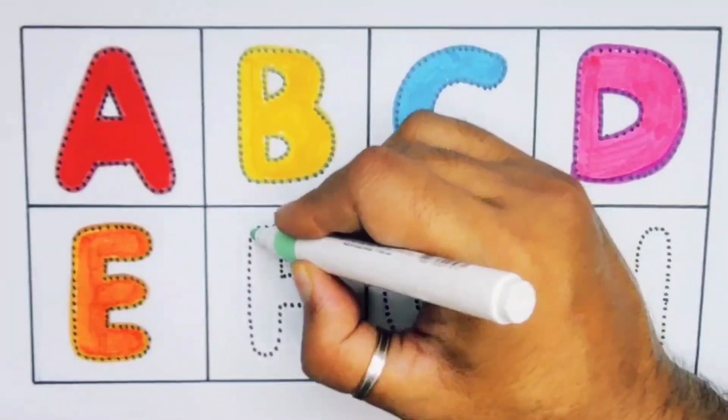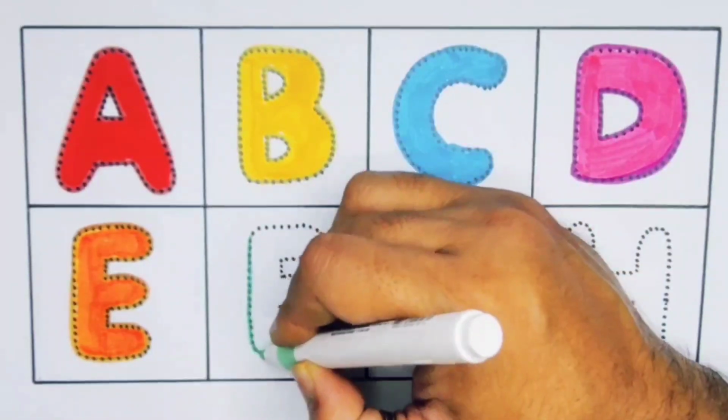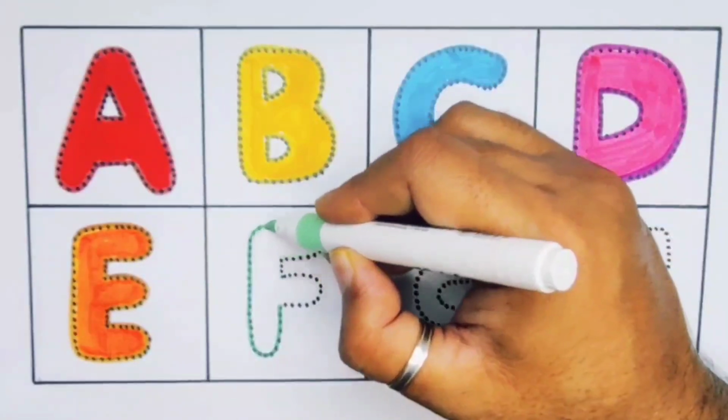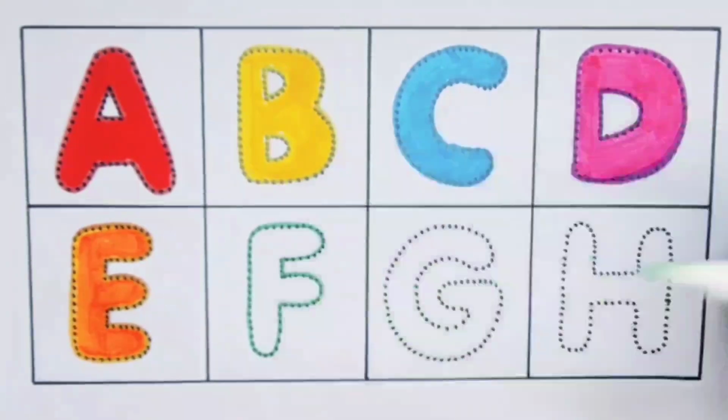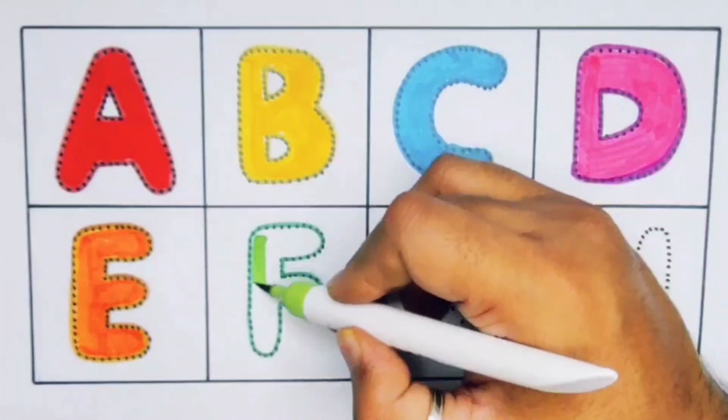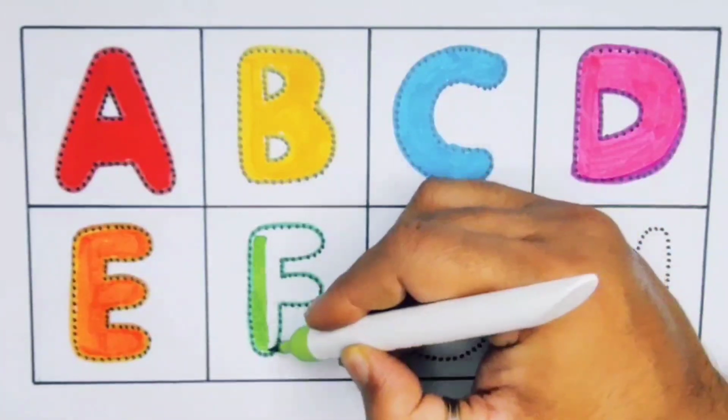Next, F. What is kids? This is F. Now put the color. This is light green color.